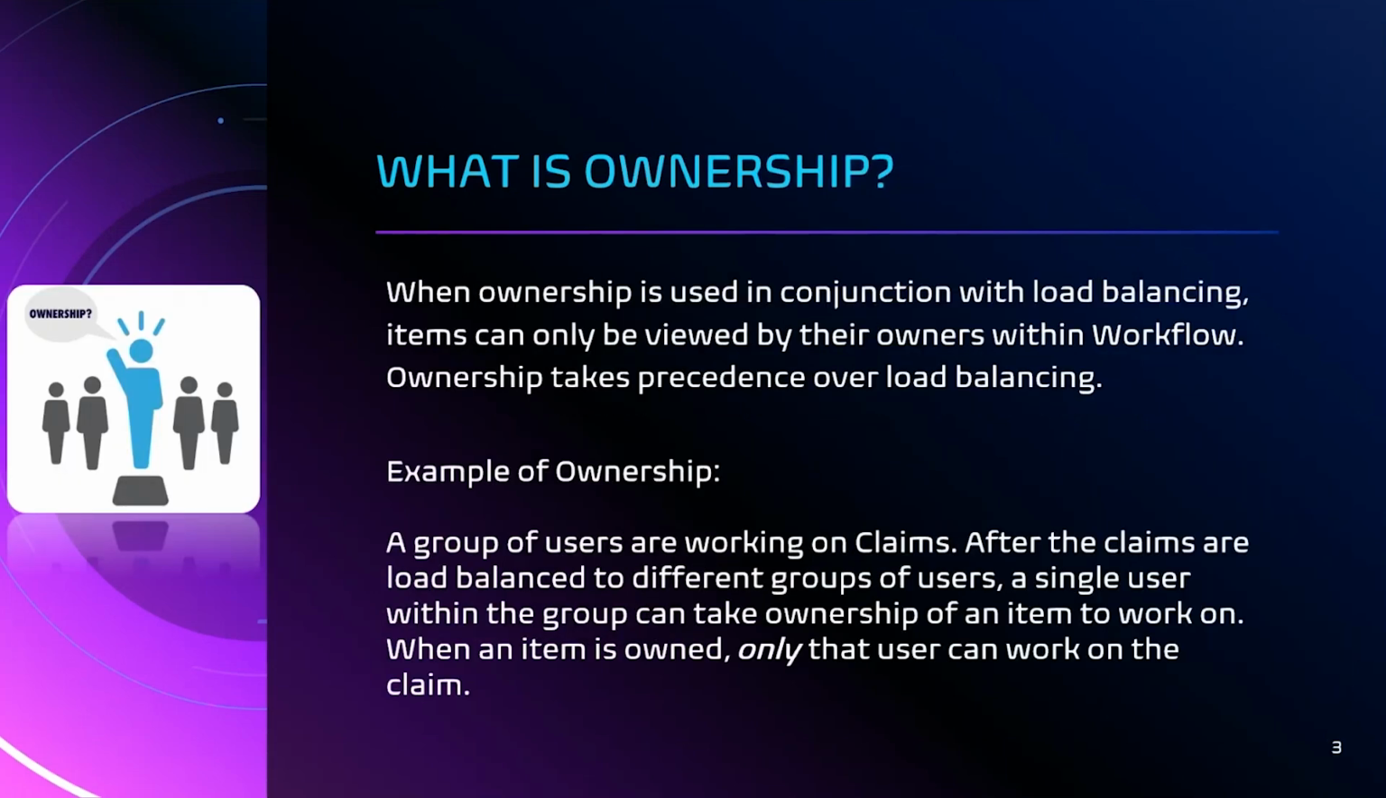Often, load balancing work is used to assign users to work. What is ownership? When ownership is used in conjunction with load balancing, items can only be viewed by their owners within workflow. Ownership takes precedence over load balancing. An example of ownership could be a group of users working on claims. After the claims are load balanced to different groups of users, a single user within the group can take ownership of an item to work on. When an item is owned, only that user can work on the claim.